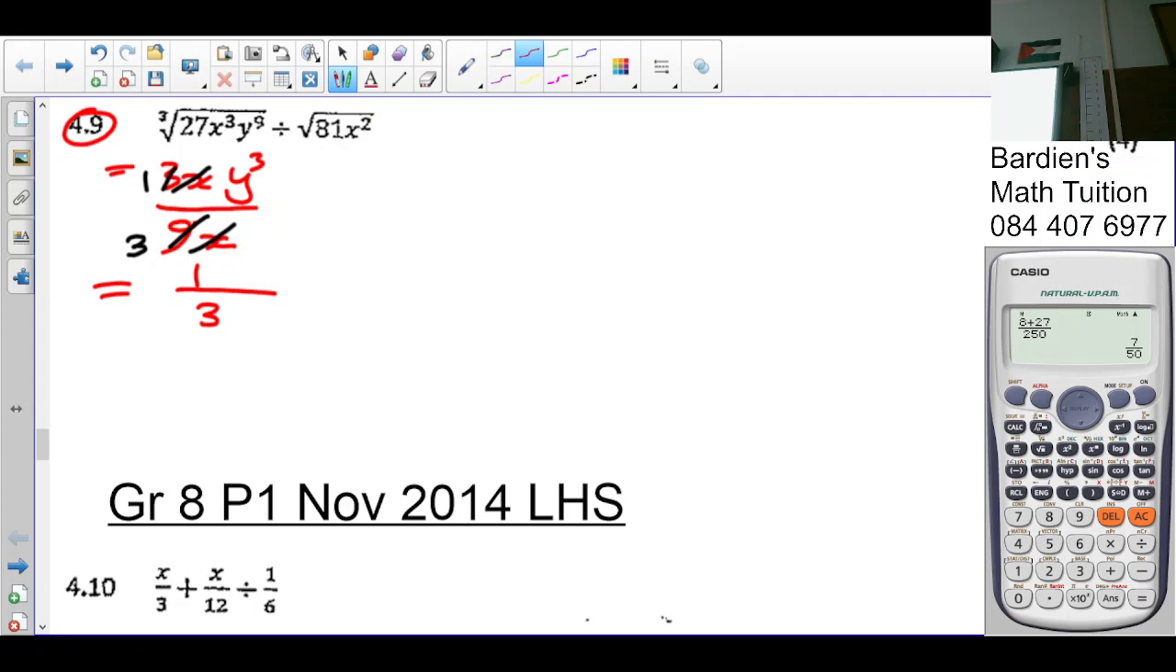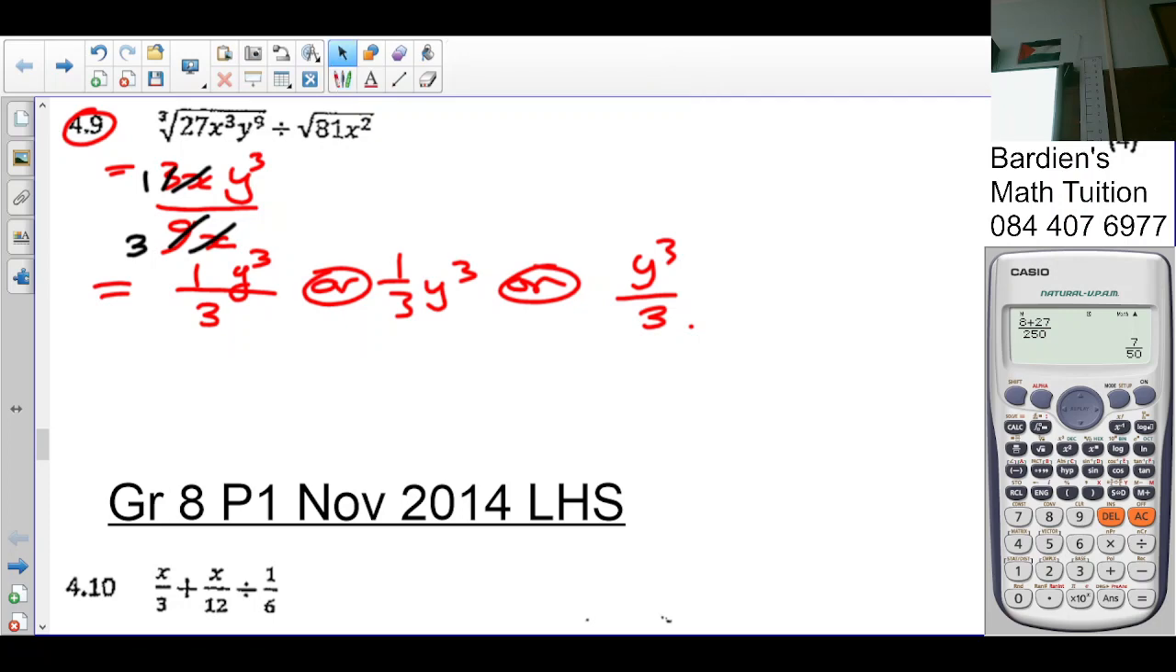Y cubed. So we can write it like that, or 1 over 3 y cubed, or y cubed over 3. It's all the same. What we call equivalent solutions, or equivalent answers. Okay, any confusion there? No.